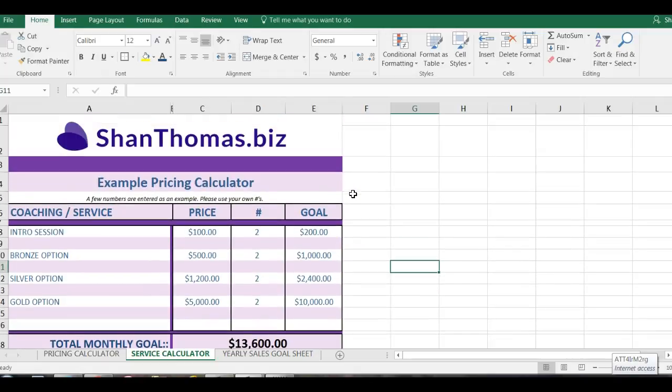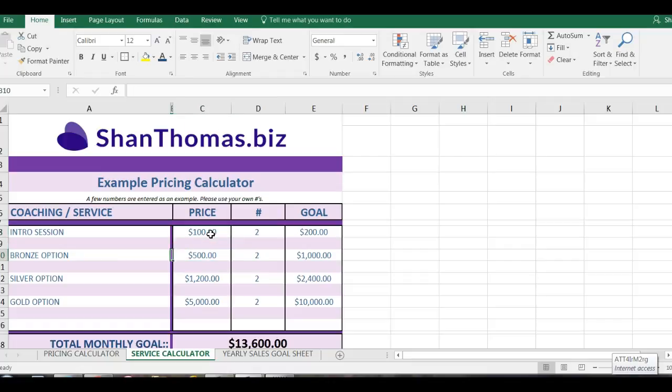Same concept. However, we're going to make this very simple. Service-based business, completely simple. How much you want to charge times how many people you want to sell gives you your sales goal, right? So intro sessions normally run between $50 to $100, upwards of $200. So those are your intro sessions.